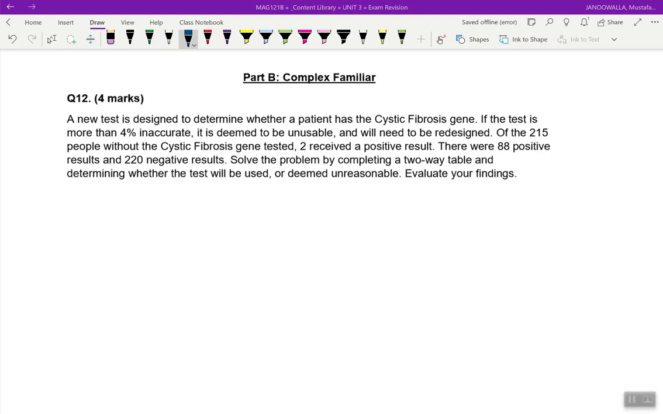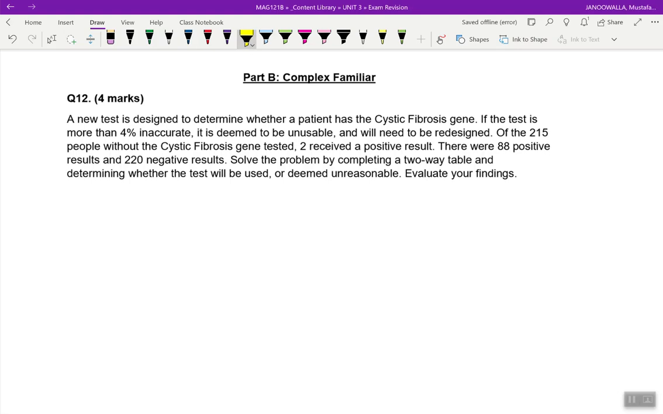On to question 12, which is to do with two-way tables. How this one's different from the previous one we did is that we don't have the table made for us. We've got to create our own table, and we've got to do a bit of analysis. Okay, let's have a read of the question.